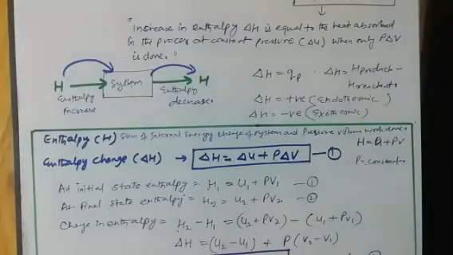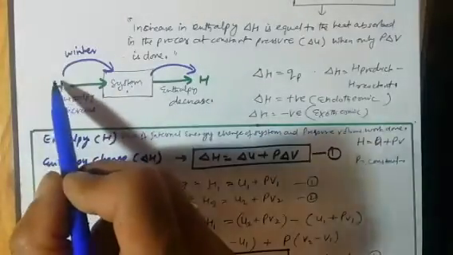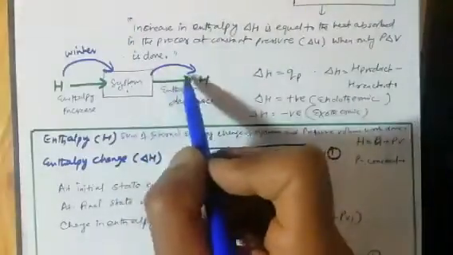Either the system will absorb energy, like in winter when we sit near a heater and warm our body from external heat. This is a case of winter. Suppose in winter we are absorbing heat from the heater, but in summer we are sitting under the fan, we are releasing heat to the surroundings.